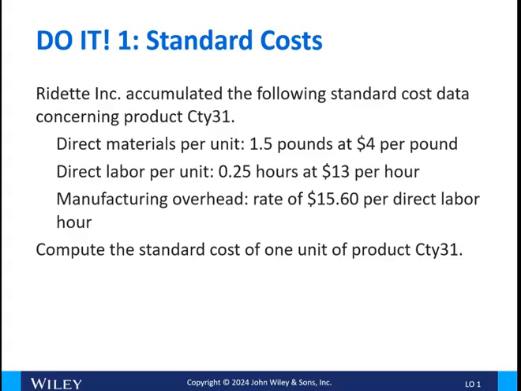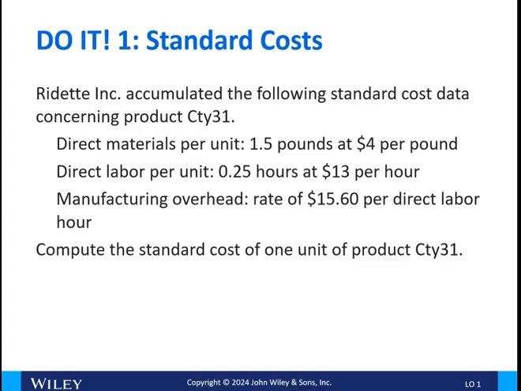Now we'll go through another example. So Write-It Incorporated accumulated the following standard cost data concerning product CTY31. Direct materials per unit takes 1.5 pounds of direct materials at $4 per pound. Direct labor per unit, a quarter of an hour at $13 per hour. And manufacturing overhead, it's a rate of $15.60 per direct labor hour. We need to compute the standard cost of 1 unit of product CTY31.